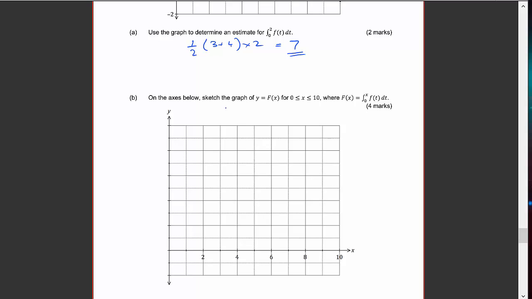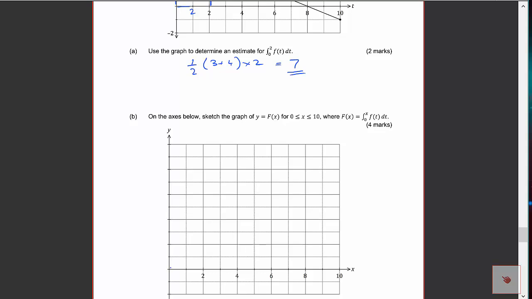On the axes below, sketch the graph of y equals f of x for x between 0 and 10, where f of x is the integral from 0 to x of f of t. Well, we already know that it's going to be 0 here. We'll worry about the scale on the axis shortly.